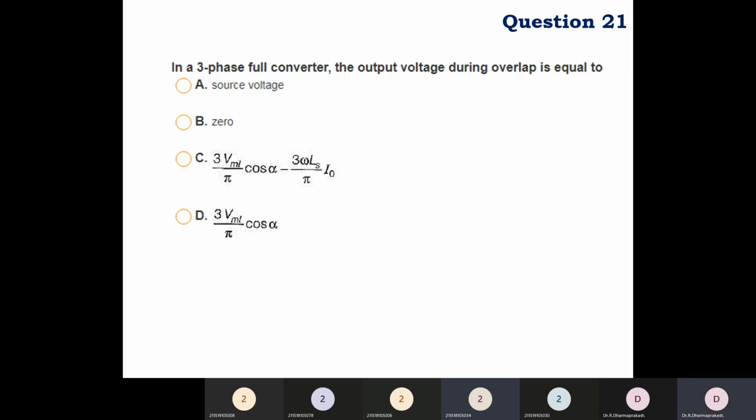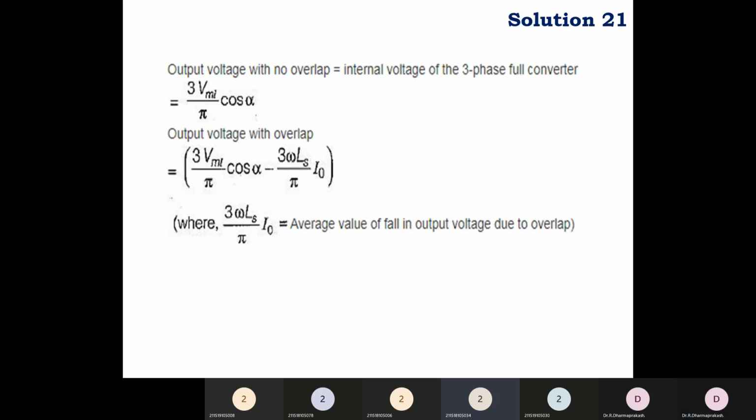In a three-phase full converter, the output voltage during overlap is equal to, that is equal to 0, right? Output voltage with no overlap is equal to the internal voltage of the three-phase full converter, that is 3 VLM by pi cos alpha. So here it is the expression for the output voltage.